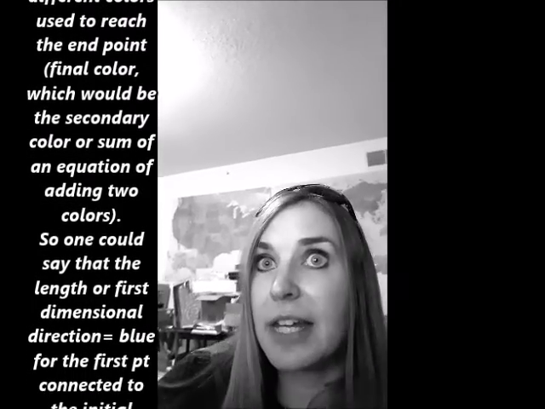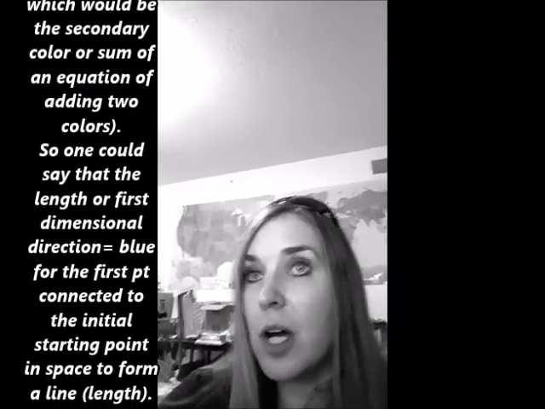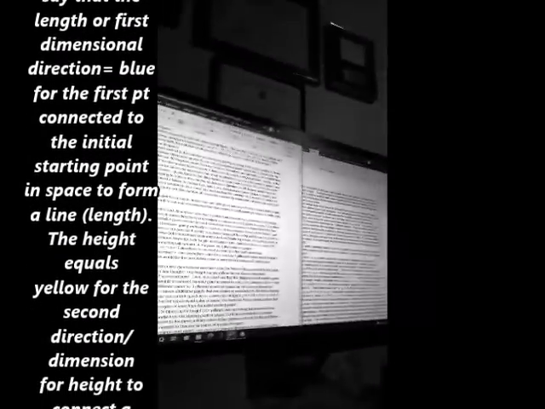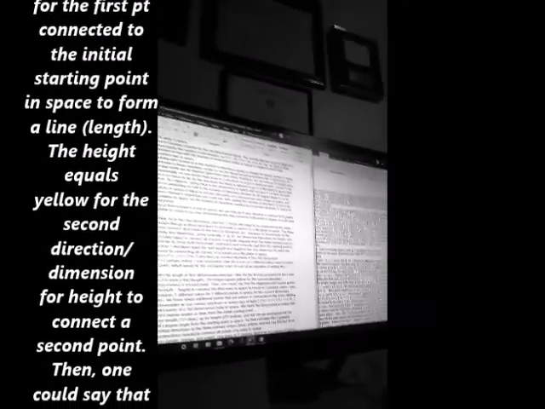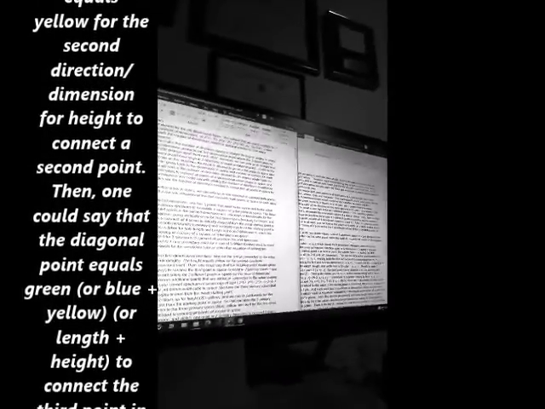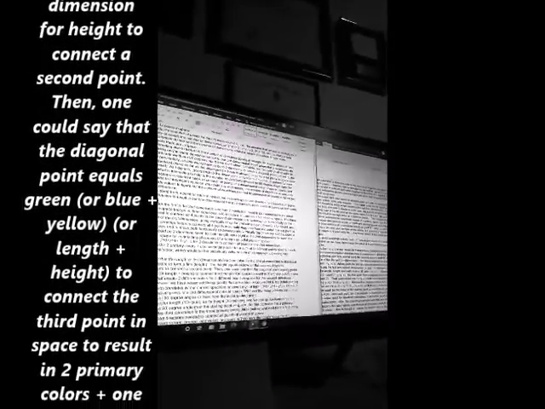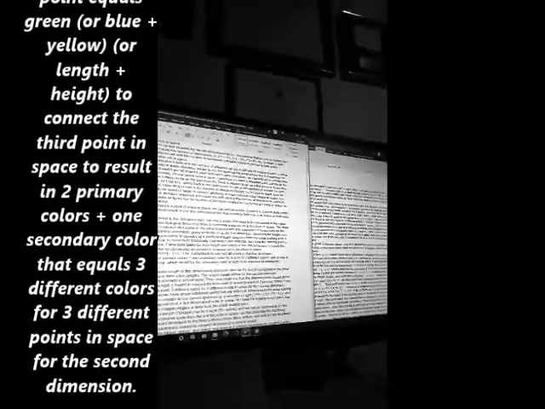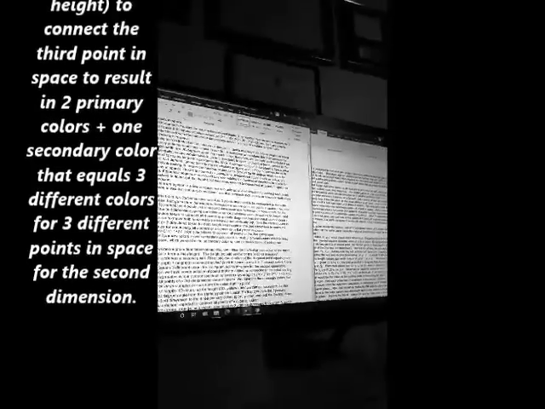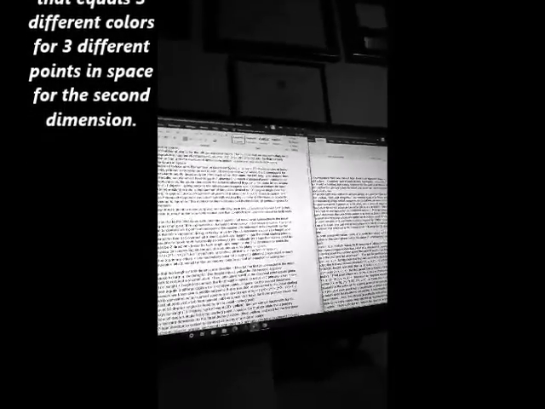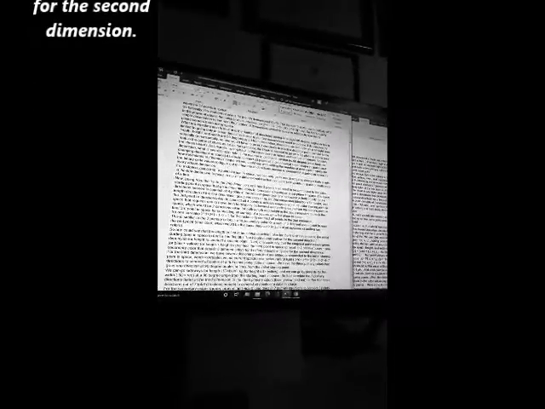So one could say that the length, or first dimensional direction, blue, for the first point connected to the initial starting point in space, forms a line or length. The height equals yellow for the second direction or dimension, to connect a second point. Then one could say that the diagonal point equals green, or yellow plus blue, or length plus height, to connect the third point in space. This results in 2 primary colors plus 1 secondary color, which equals 3 different colors for 3 different points in space for the second dimension.